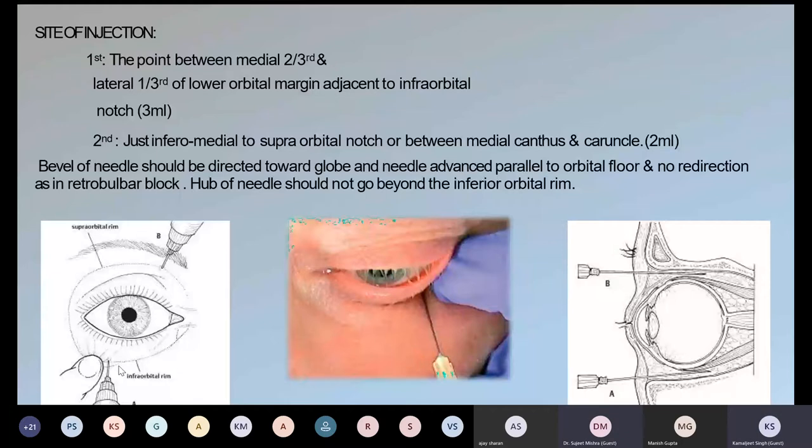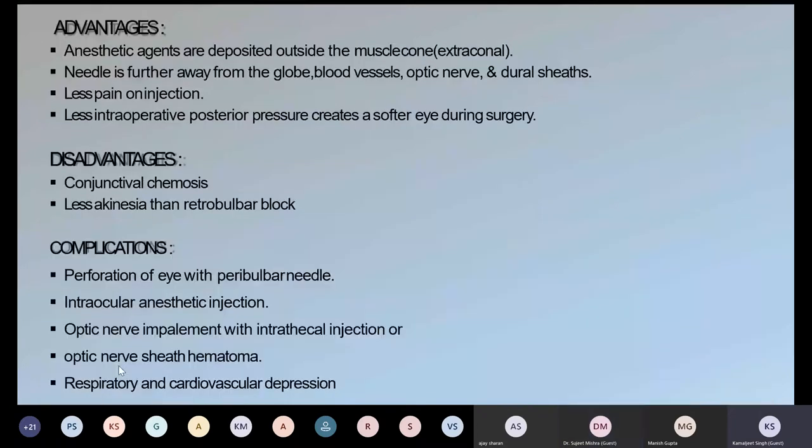Apart from this, the disadvantages are that you get conjunctival chemosis, and akinesia is less than retrobulbar block. But the advantage is that you don't get any perforation of the eye with a peribulbar needle, and you don't need to go inside. You don't perforate the eyeball. Optic nerve injury also goes much less, and intrathecal injection does not happen. Many a times hematoma occurs, which is not there in peribulbar block. So these are all advantages of peribulbar. This is the most preferred technique in our setup.